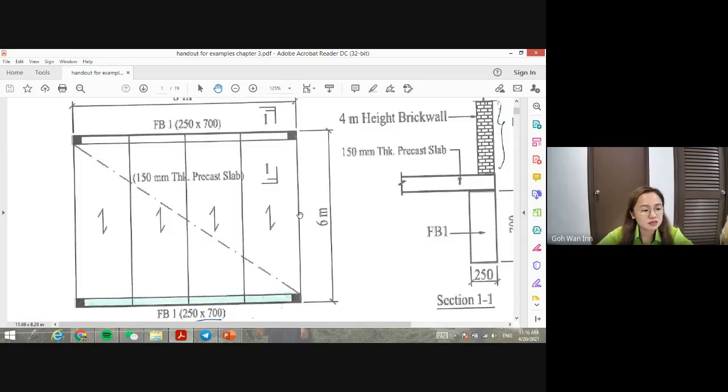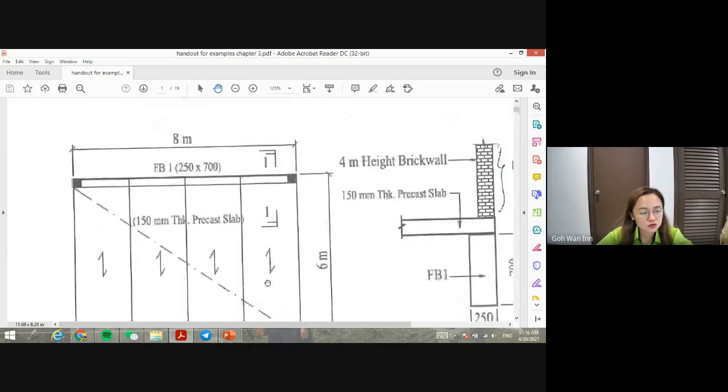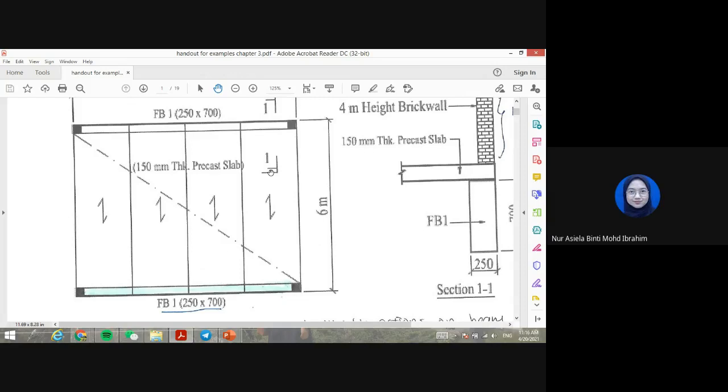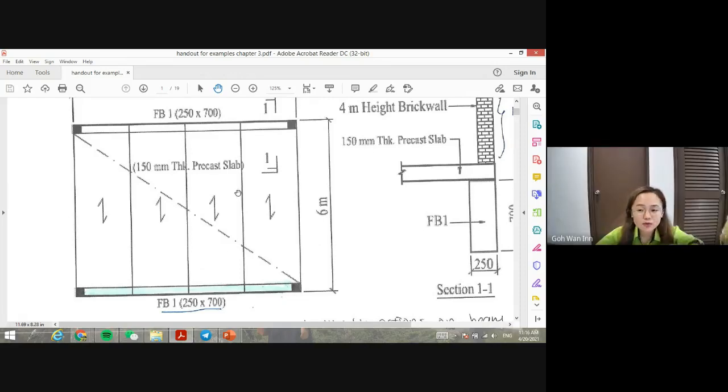Means this 6 meter, the half here, 3 meter, will distribute to here. Another half, the 3 meter, will distribute to the top. Understand? Separuh dia pergi kat yang beam satu lagi, separuh dia pergi beam satu lagi. Faham doktor? Okay? So one way slab means half.